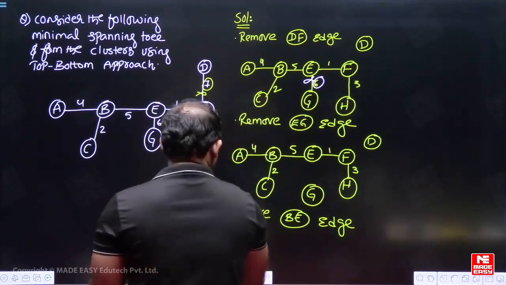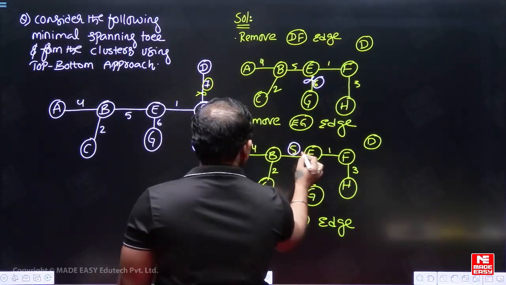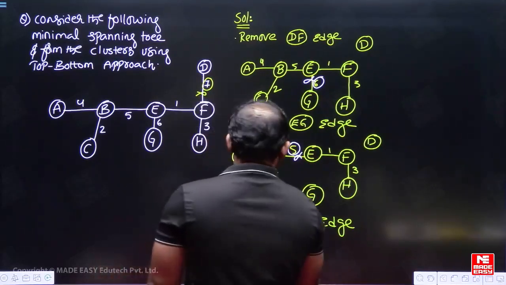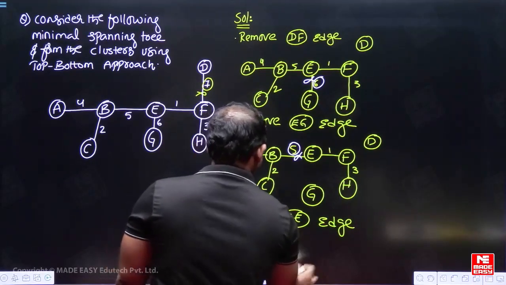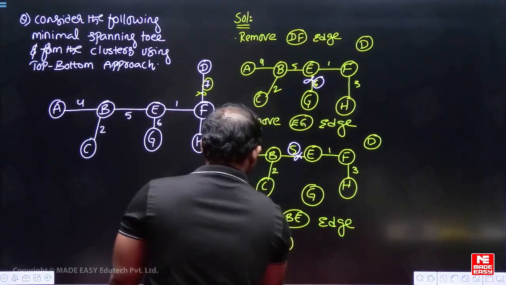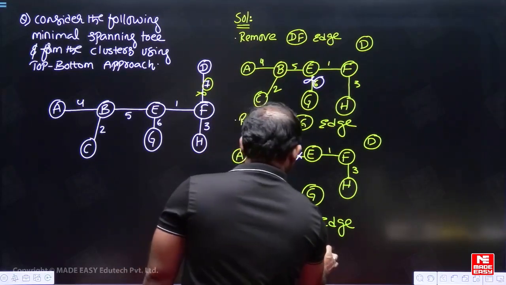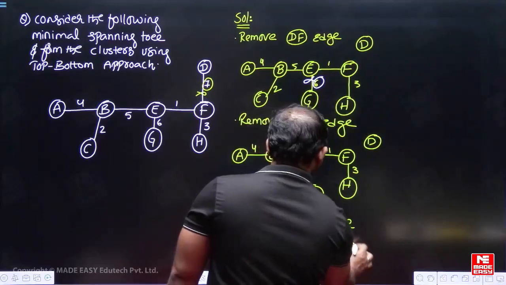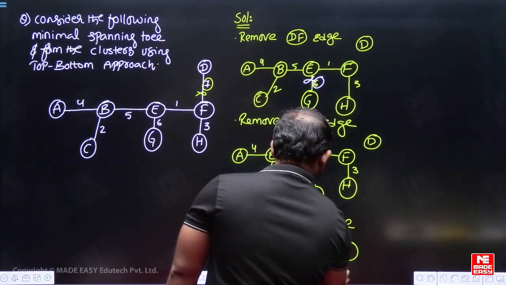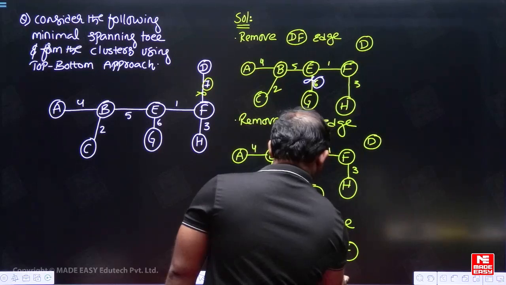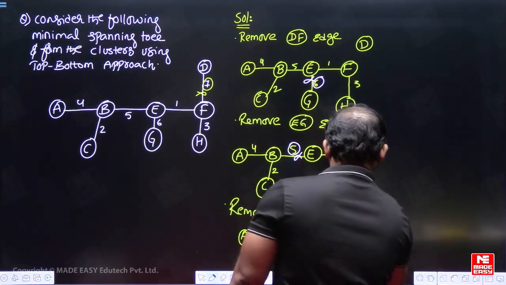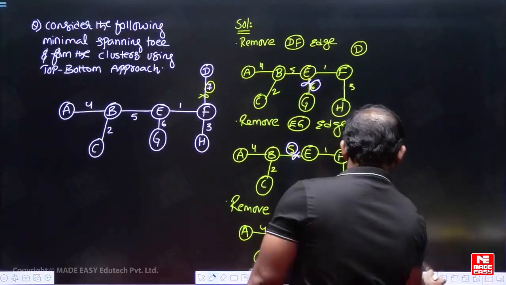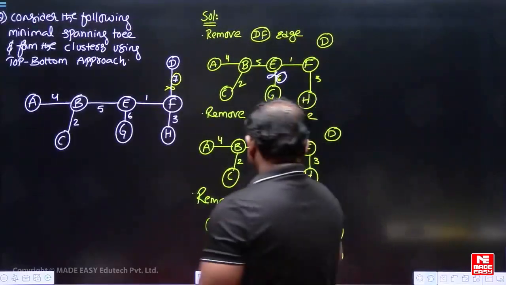Very simple thing, right? Because this is having more. So what is this? A, B, C. Okay, they are like this, 4 and 2. Then E, F, H. They are like this, 1 and 3. Okay, G is there. Already D is there. Fine. Now, what is the next one?